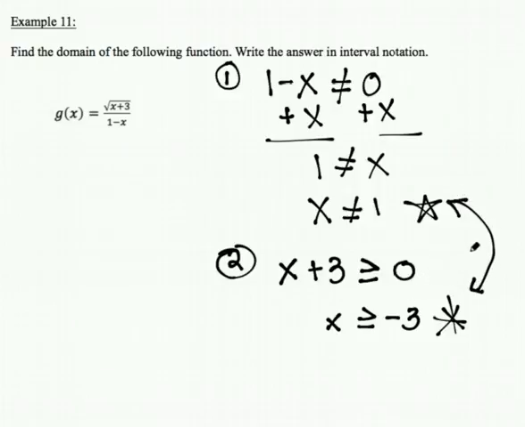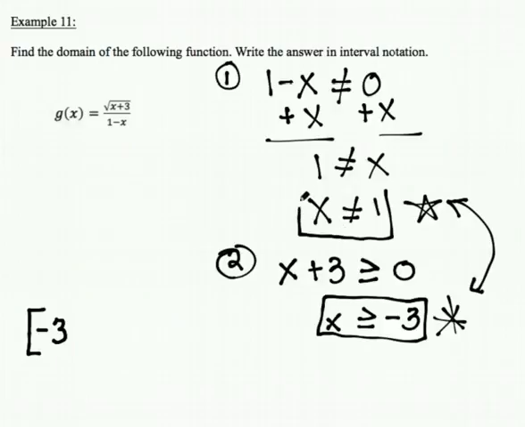For my domain, x cannot equal 1, and x has to also be greater than or equal to negative 3. So let's start at the lowest value. x has to be greater than or equal to negative 3. So that means everything from negative 3, including negative 3, so that's why it gets a bracket. It would be up to infinity if it were just this piece, but it's not. We have to exclude the value of 1. So I'm going to do everything from negative 3 to 1. 1 is excluded, so it gets a parenthesis.